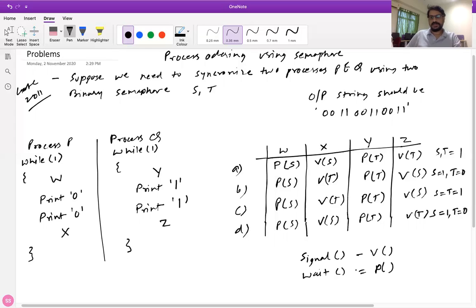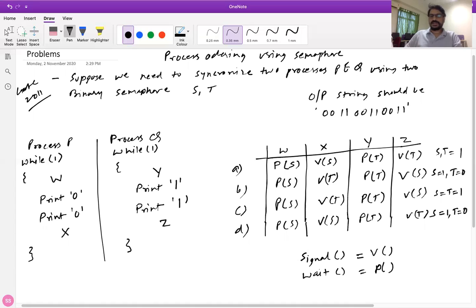So here P is nothing but wait and V is nothing but signal. In signal, we increase the value, and in wait we decrease the value. But in wait we have to see another condition: we don't have to reduce it directly. First we have to see whether the value is greater than 1 or not. If the value is not greater than 1, then we cannot perform the wait operation, or we cannot reduce the value. In a signal, it doesn't have to do anything, it just increases the value.